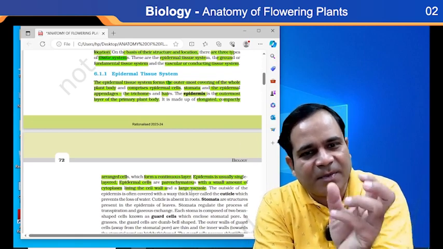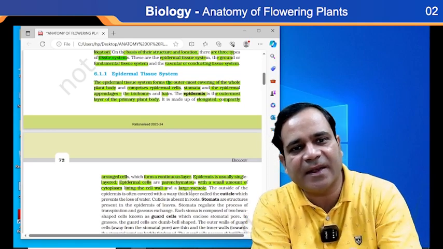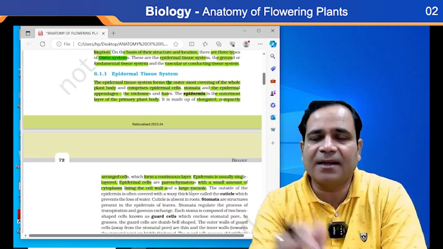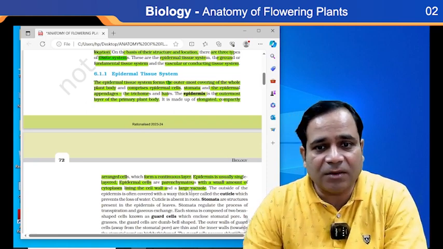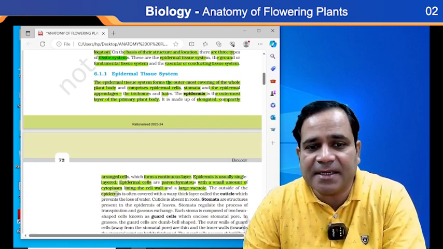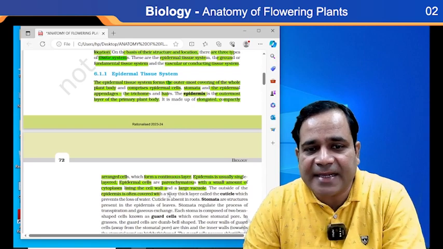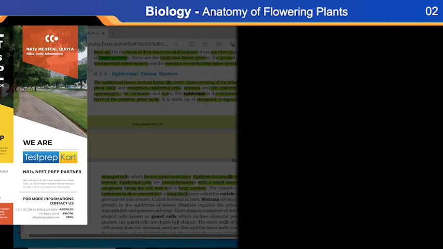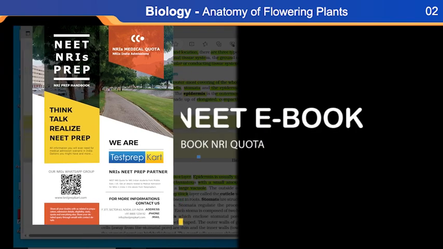So cytoplasm is a very small amount, okay, and the vacuole is what? Large. This one is the thing. Now the outside of the epidermis is often covered with a waxy thick layer, and that waxy thick layer is known as what, my dear?